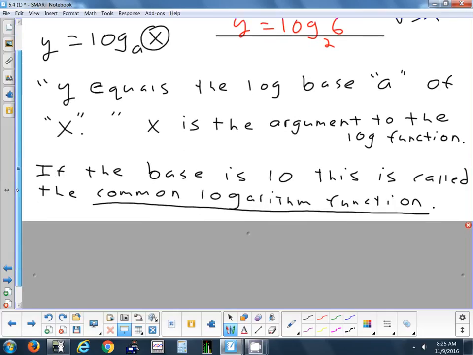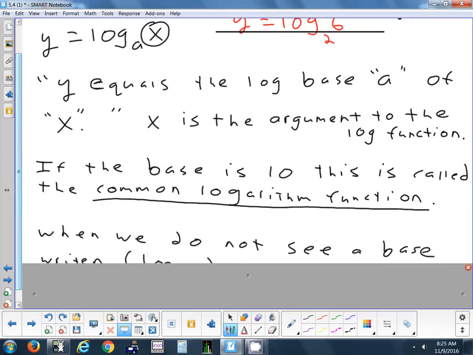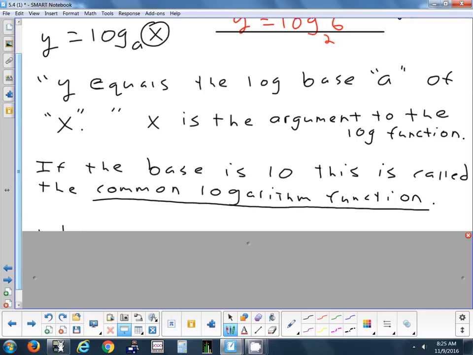If the base is 10, that has a special name, and that's called a common log. The common log is one of 2 bases that your calculator can do directly. You have a button for this, and for one other one.